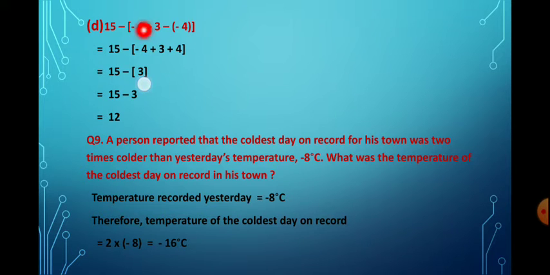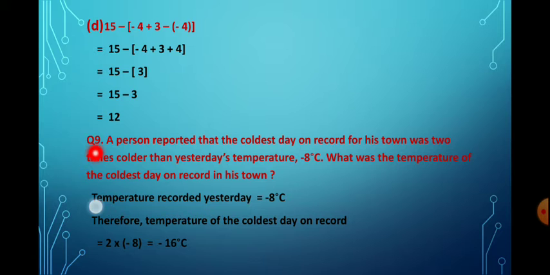Next, number D, 15 minus, within the bracket we have minus 4 plus 3 minus minus 4. So 15 minus, so minus 4 plus 3 minus plus 4. So plus 4 minus 4 will get cancelled and we have only 3 inside the bracket. So 15 minus 3 is equal to 12.